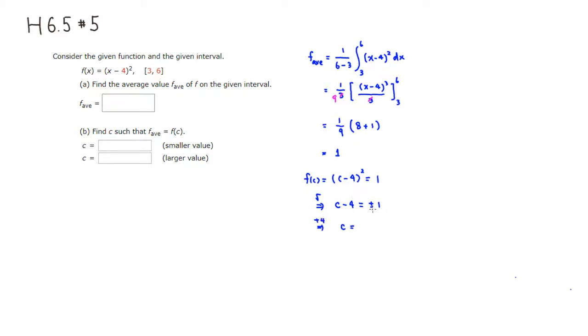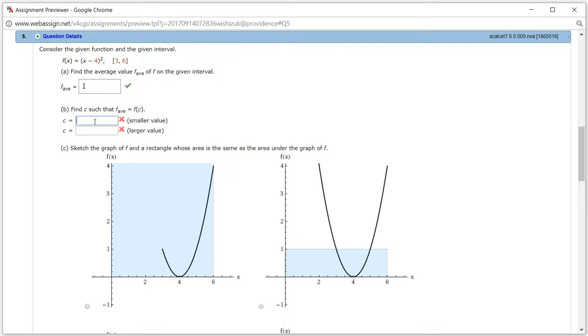If it's negative 1, then adding 4 gives 3. And if you have a positive 1 and add 4, it's 5. So it's going to be 3 and 5. Let's type it in there. So the smaller value is 3 and the larger value is 5.